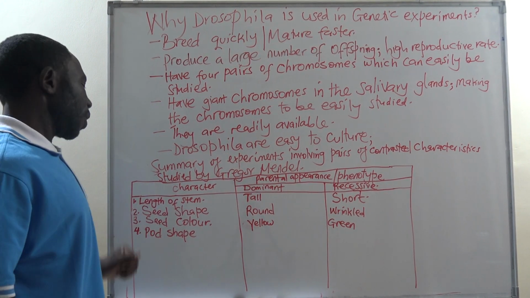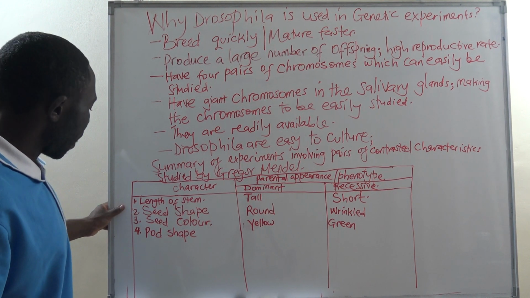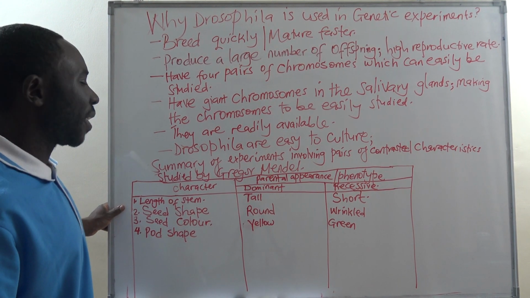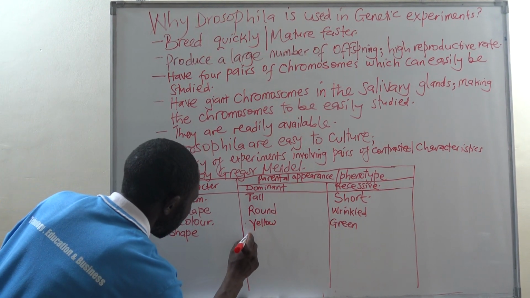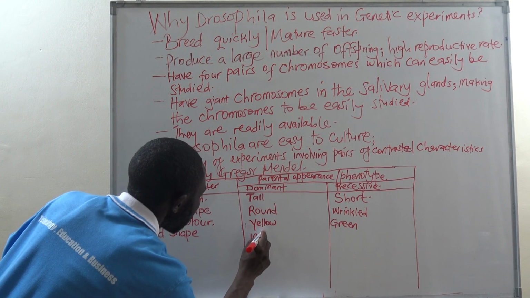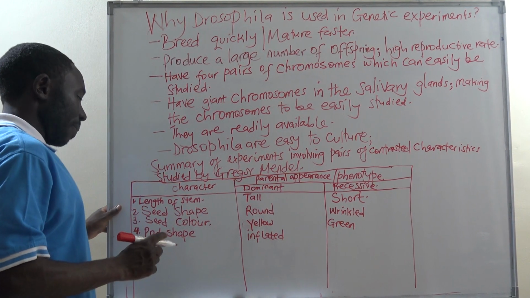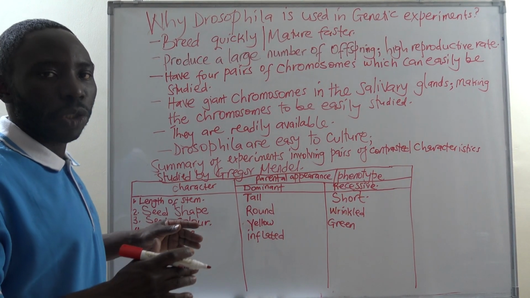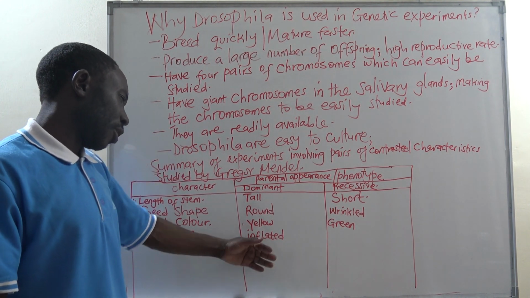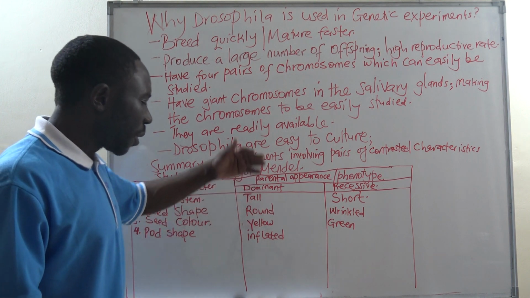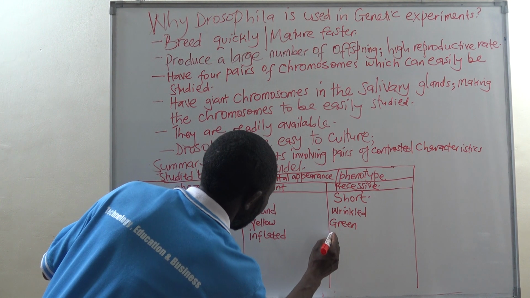The shape of the pod, the contrasted forms of the character are two. A pod could be inflated, that is the dominant expression. A pod which is expanded, then we say it is inflated. Then if it is not inflated, then it will be constricted.